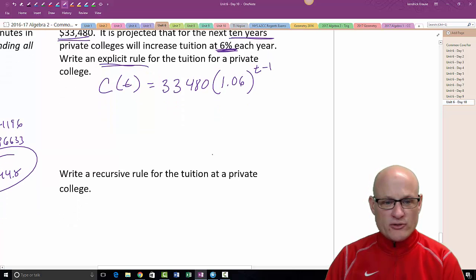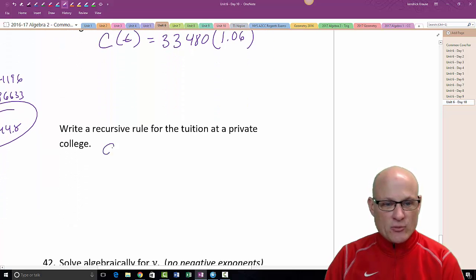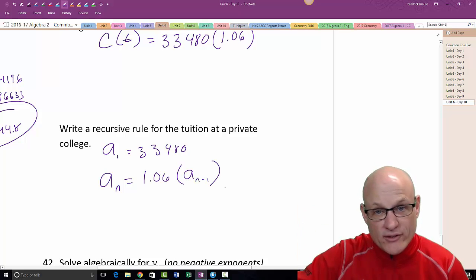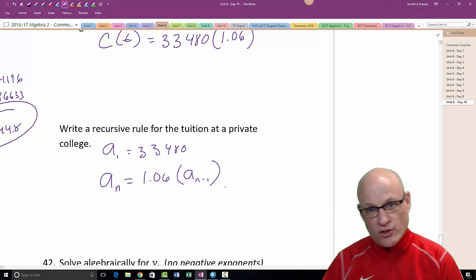So now the recursive rule says a sub 1 is equal to 33,480. Now this is a sub n. It's real simple, kids: 1.06 times a sub n minus 1. Remember, the recursive rule is always doing something to the previous term.